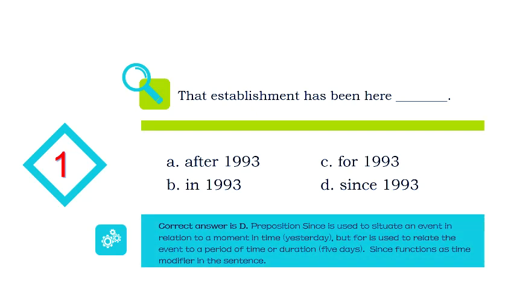We are talking here about preposition since, and it is used to situate an event in relation to a moment in time. Example, yesterday. Since when? Since 1993. But for is used to relate an event or period of time or a particular duration. For example, for 5 days, for 10 days. And since functions here as time modifier in the sentence. Therefore, our answer here is that establishment has been here since 1993.